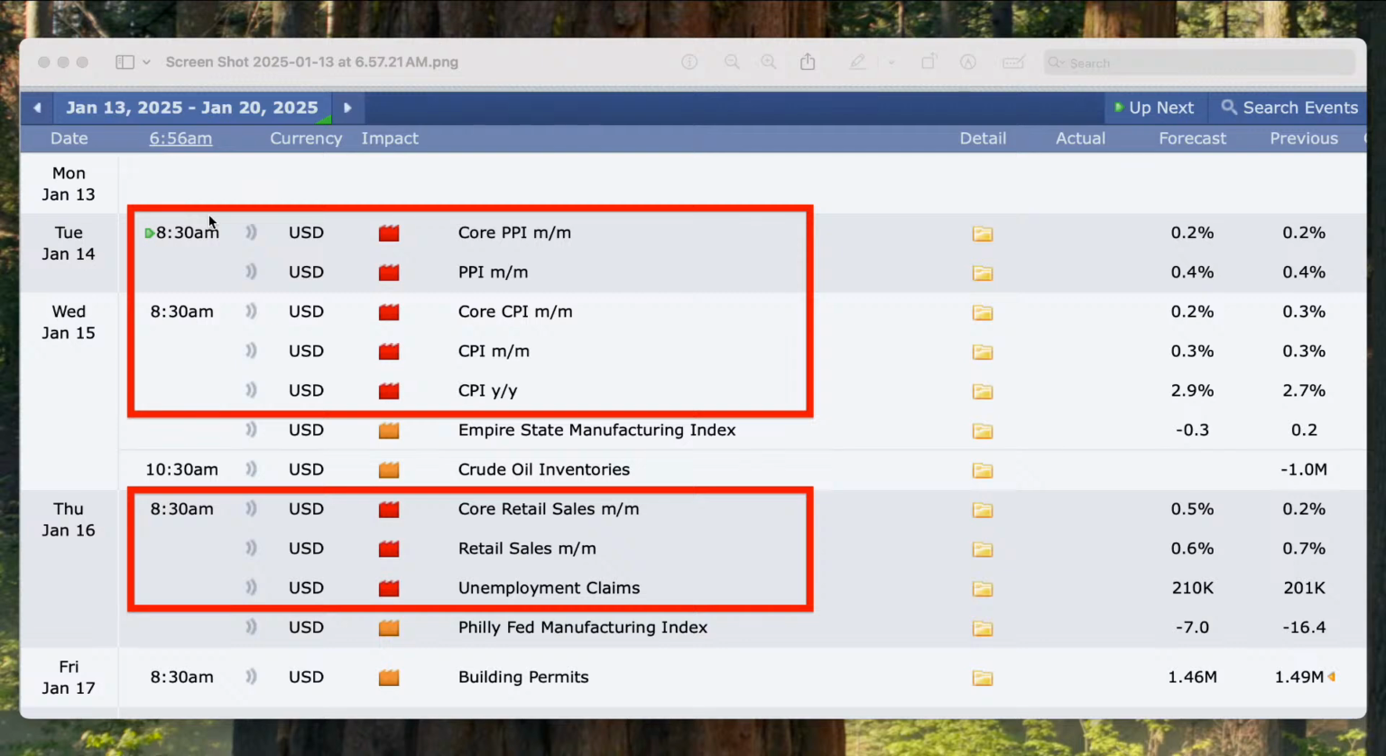Right here, is it? Yes, right here. Yeah, I'm not really showing it, so let me show you that.